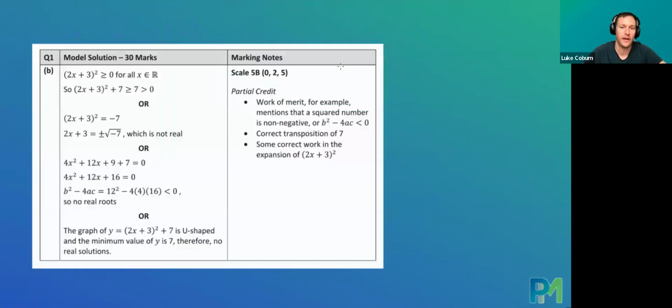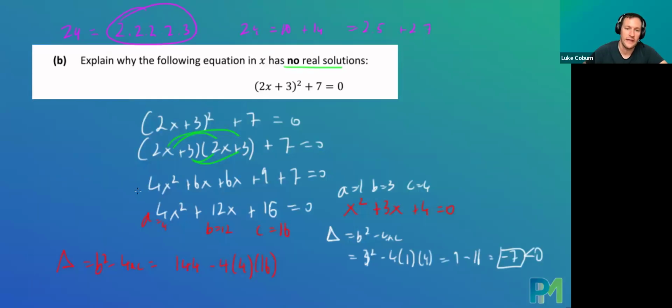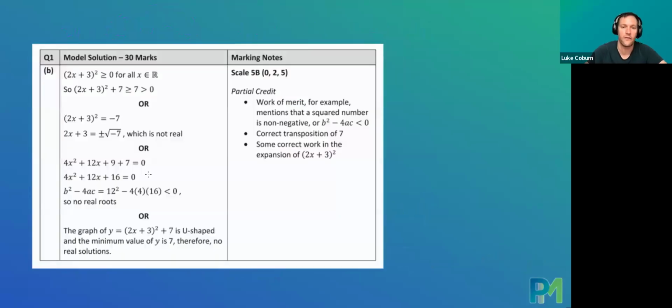And then again, we have our marking scheme. So a work of merit would have been, you just mention this b squared minus 4ac is less than 0. Or if you did some work, like if we did even just that piece, 4x squared, writing that out will get you 2 marks out of 5, which might not seem much, but that's 40%. If you do that on every question, you'll pass, okay? So just be aware of those things.